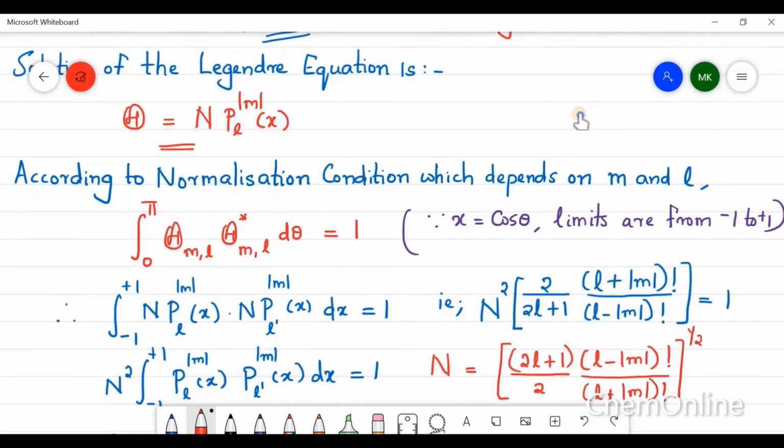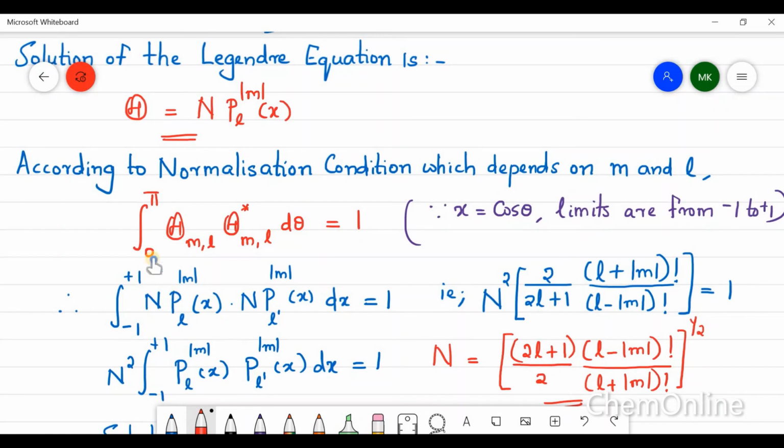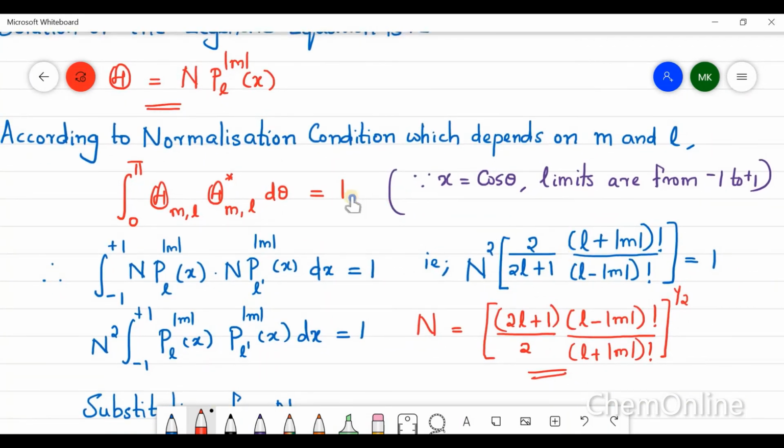Now according to the normalization condition, which depends on m and L, we can write the integral from 0 to pi of theta into theta star d theta equals 1. We have expressed theta in terms of x. Since x equals cos theta, the limits are from minus 1 to plus 1. So we can write the integral from minus 1 to plus 1 of N PLM of x into N PL dash m of x dx equals 1. N is a constant, so N square can be taken out of the integral. So you can write N square into the integral from minus 1 to plus 1 of P of x into P of x dx equals 1.